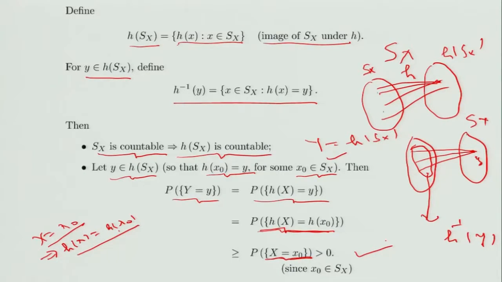Now we'll also prove, if I can prove that summation over y belonging to h(SX), probability that Y is equal to y is 1, then it will turn out that Y is a discrete random variable with support as h(SX). So that is what we'll do next.